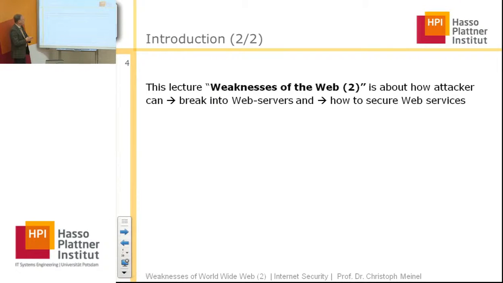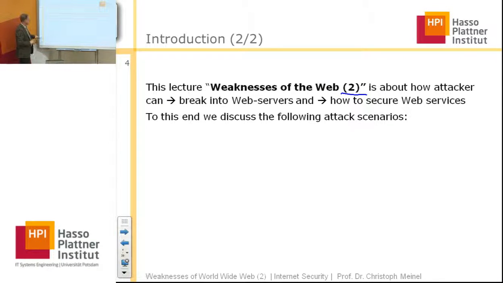In this lecture, Weaknesses of the Web 2, we want to speak about problems and risk on the server side. And here there are mainly two things that can happen. One is to break into a web server to do some damage, and in the second part of the lecture, we want to speak about how to secure the web services.